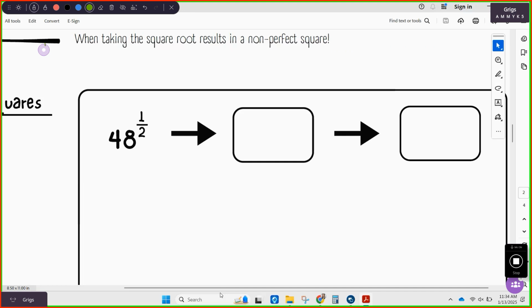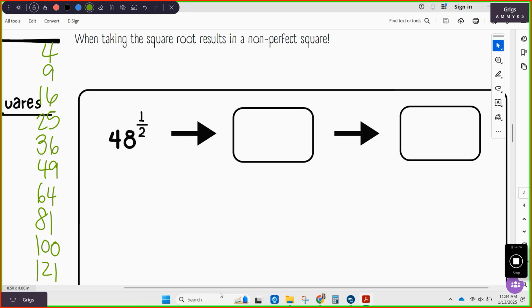I'm going to write my perfect squares. So when we get to brain dump season, your perfect squares are going to be a really great brain dump strategy to remember.